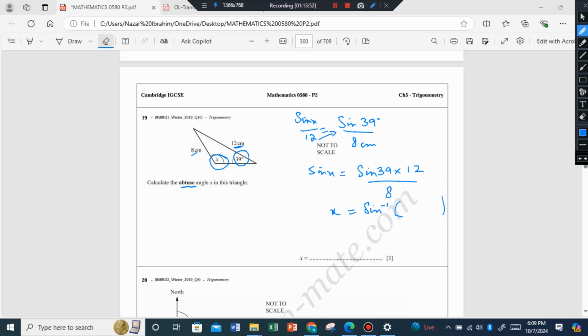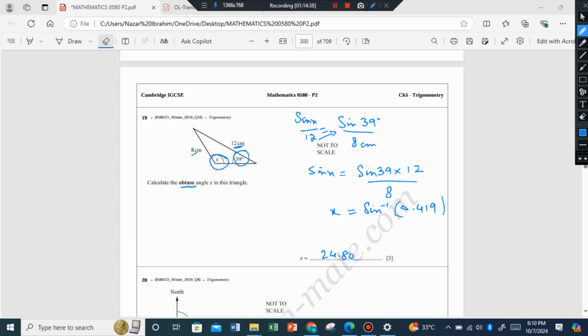Sine 39 multiplied by 12 upon 8, right? So sine 39 multiplied by 8 upon 12 is giving me 0.419, which if I take sine inverse of, the angle which is coming to me is 24.8, right? 24.80. So this is not obtuse, so we cannot write this answer.